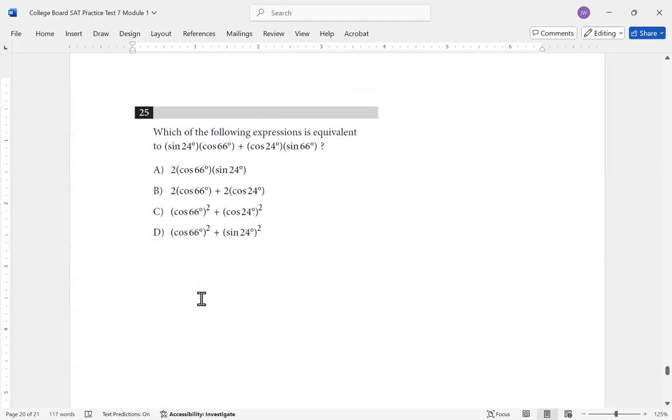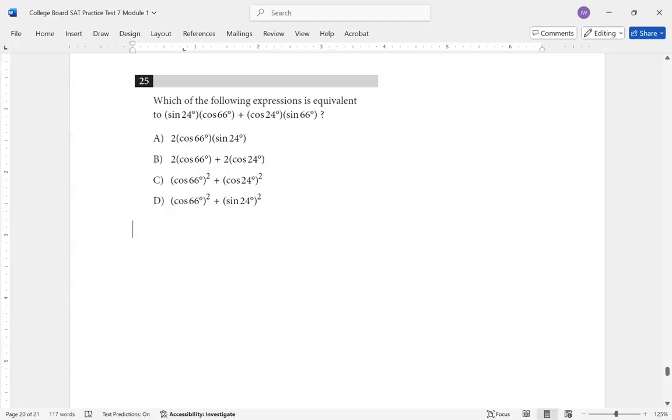Question 25 says, which of the following expressions is equivalent to sine of 24 degrees times cosine of 66 degrees plus cosine of 24 degrees times sine of 66 degrees? Now, if we have access to our calculator, probably the easiest way to do this is to make sure your calculator is in degree mode and just ask it to do that calculation.